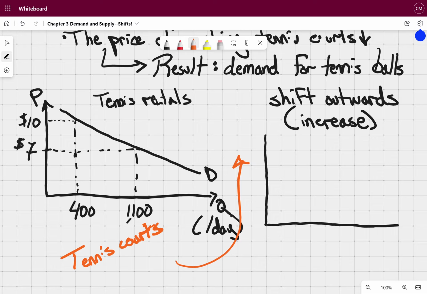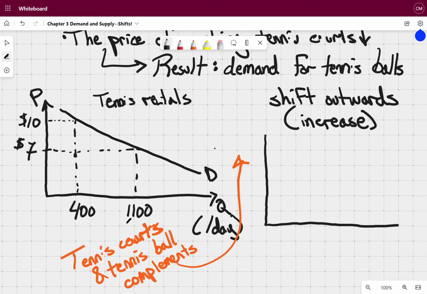Tennis courts and tennis balls are what? Complements, right? You use them together. Very rarely will you use a tennis ball to maybe massage your back or your foot or something like that, right? Or maybe you play catch with your dog with a tennis ball, right? But for the most part, you use a tennis ball on a tennis court, right? So they are complements. So as the price of tennis court rentals decreases, there is a corresponding shift outwards in the demand for tennis ball sales.